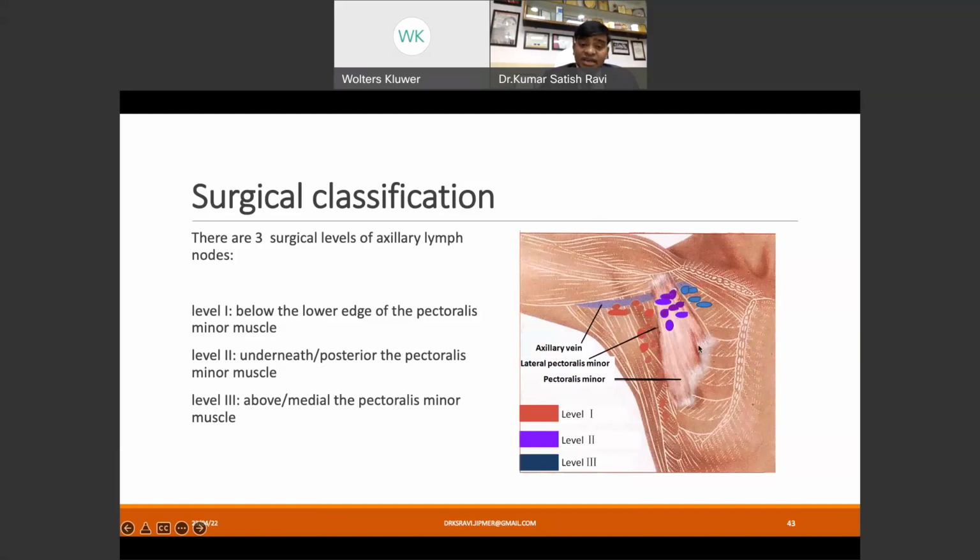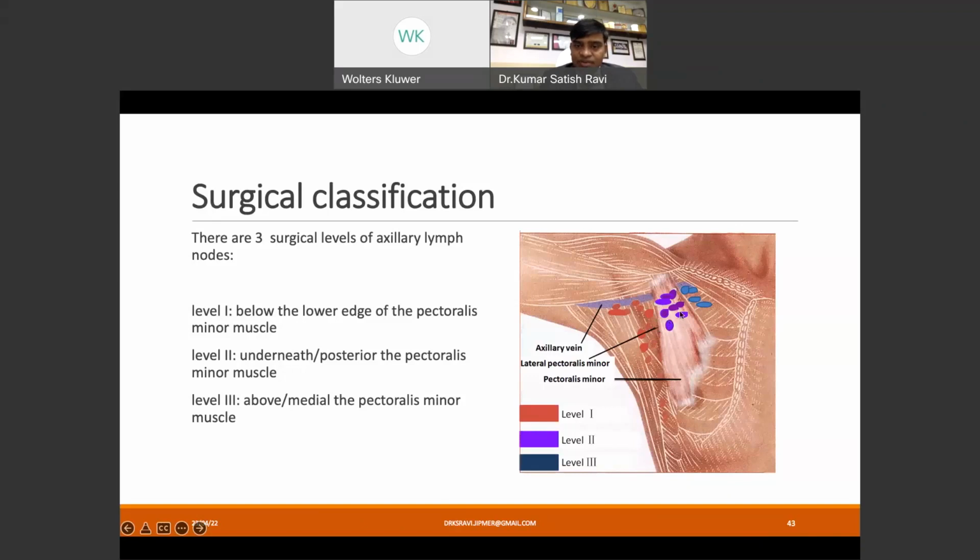Level 2 will be present underneath, or posterior to, the pectoralis minor muscle, whereas level 3 will be above, or towards the medial aspect of, the pectoralis minor muscle. So I said three levels are there: level 1, level 2, and level 3. Level 1 is present below, or at the lower edge of, the pectoralis minor. You can appreciate it over here.